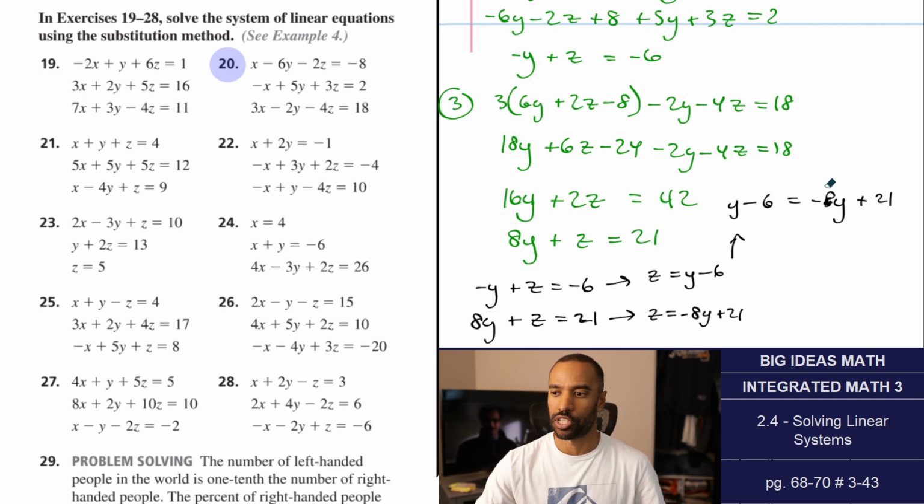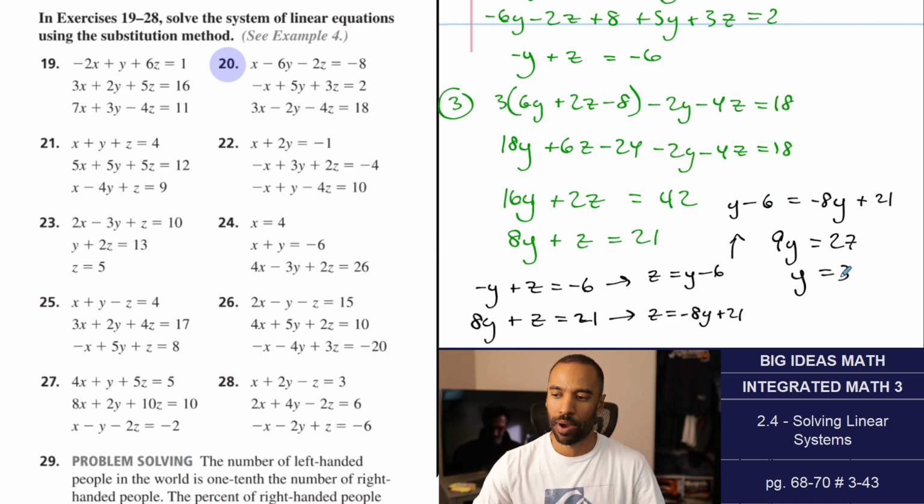I can work strategies and methods and give you versions of what you might want to prefer down the line. This isn't for me. It's still for you. Add 8y to both sides. Add 6 to both sides. Divide both sides by 9. You get y equals 3.